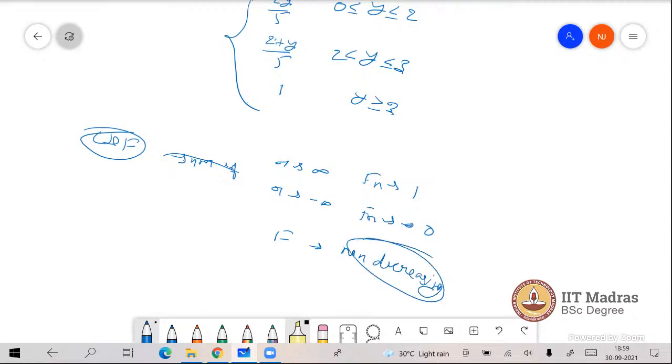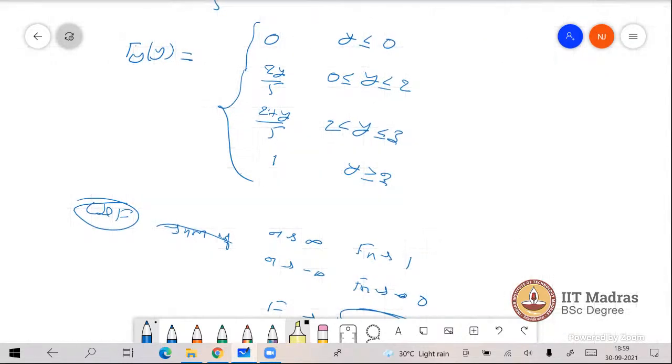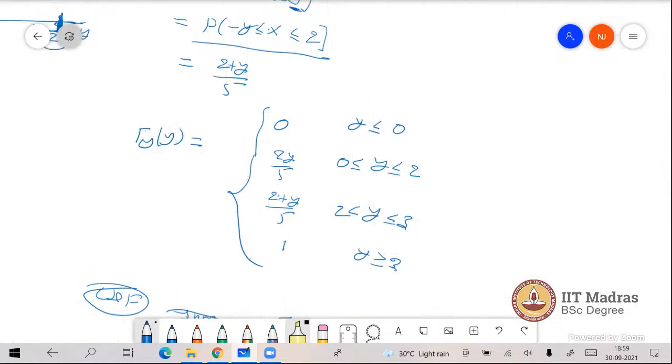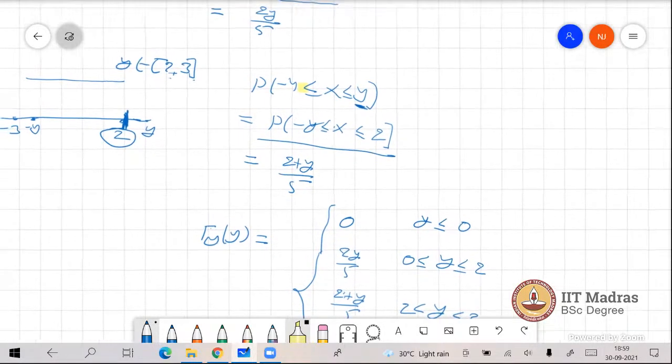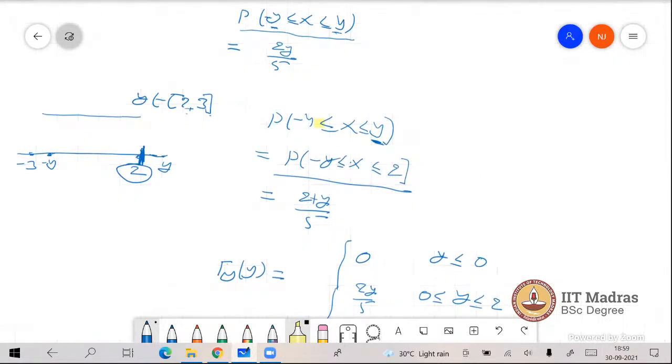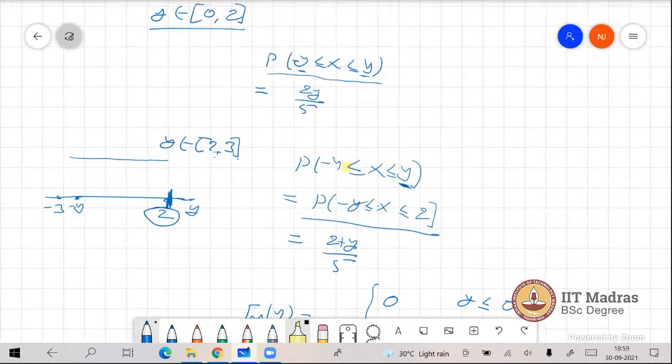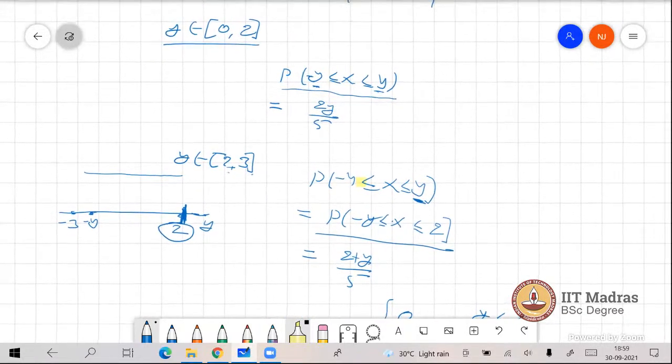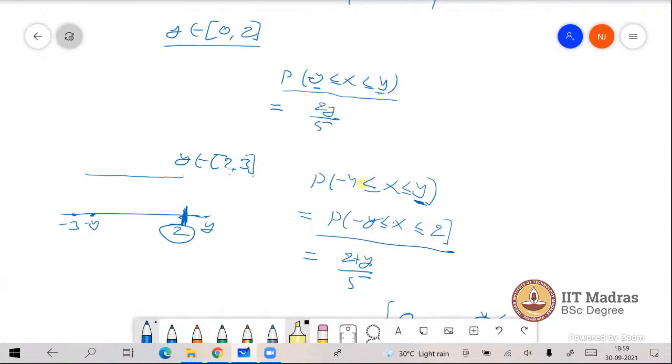Sir, I have one question here. In the previous band that you took, we did 2y by 5, and in the next band we did (2 plus y) by 5, right? In the first band we have taken 0 to 2, and here we are taking minus y to 2. So the upper limit in both of them is the same. Aren't they overlapping?